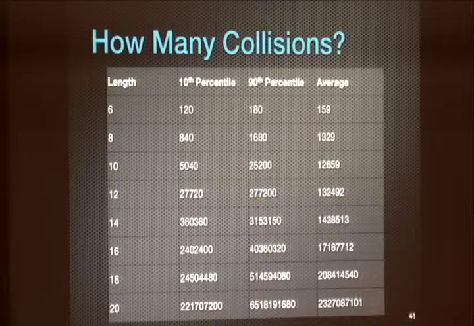All right, so you're ranging here from 120 to 180. But now if you look down at length 10, it's going all the way from 5,000 to 25,000. Now, if you look down here at length, say, what am I looking at, 14? No, 16. Like 2.5 million all the way up to 40 million. So you can see that there's a lot of variability there.